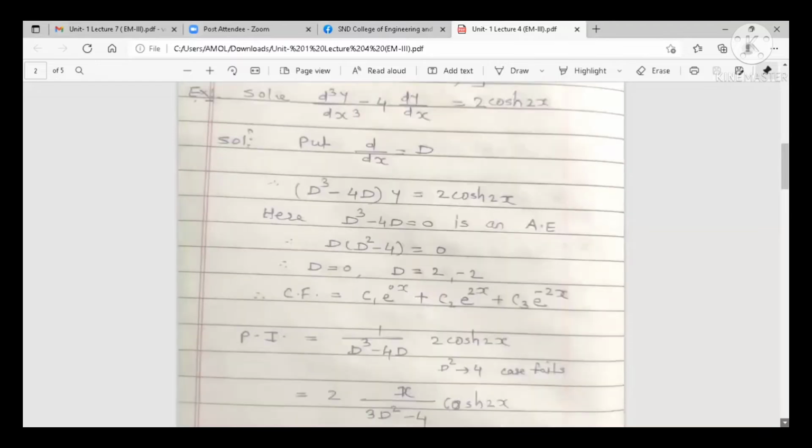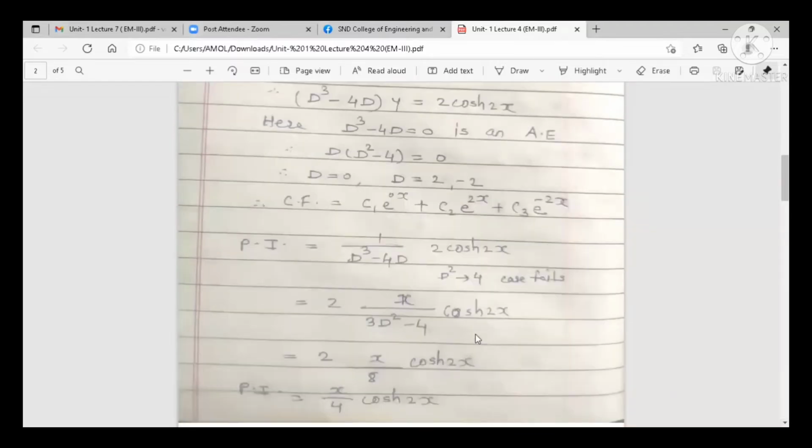And now the PI. To find the PI, the formula is 1 upon phi of D into f of x. So 1 upon phi of D is here D cube minus 4D, and the function is here 2 into cos 2x. Now to solve for this cos 2x hyperbolic cos function, we always replace D square by a square. The value of a, the coefficient of x, is here 2.